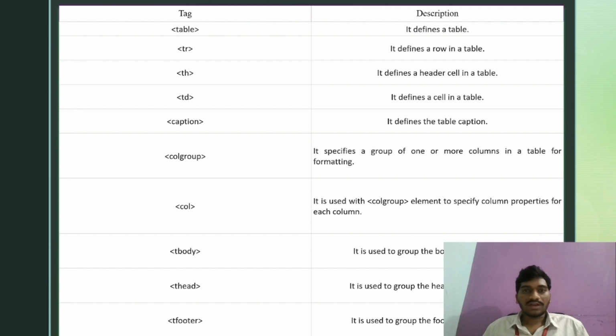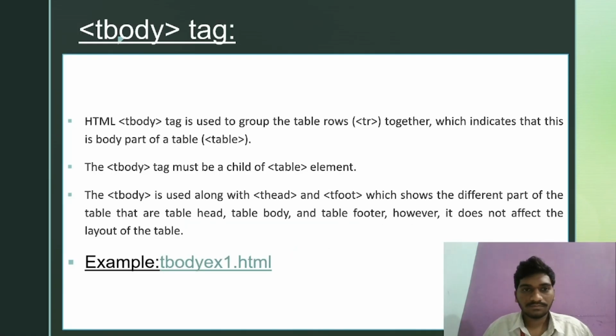Let's explain the tags one by one in detail. Next, we're going to discuss the tbody tag. The HTML tbody tag is used to group the table rows together, which indicates that this is the body part of the table. The main motive of the tbody tag is to group a number of rows together. So the tbody tag must be a child of a table element.